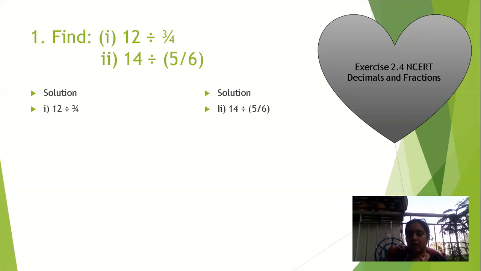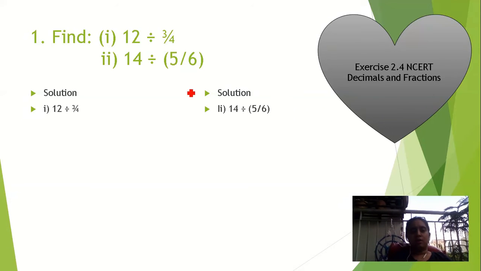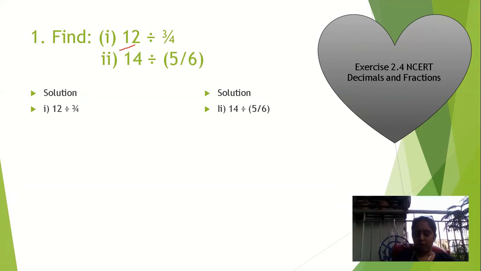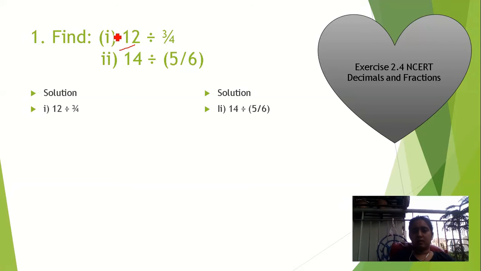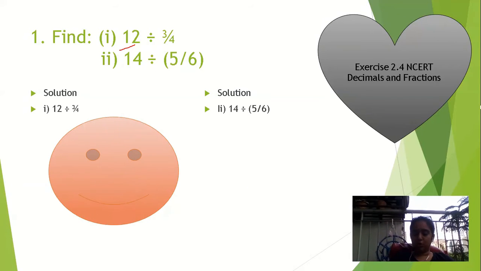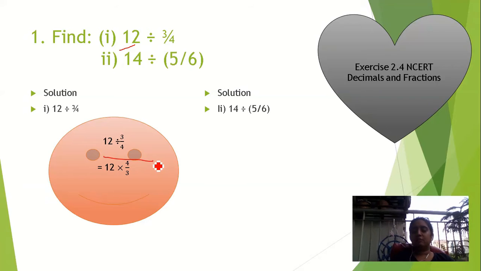So let's start this video. In this question we have to divide 12 divided by 3 upon 4. So how will we do this? There are two parts in this question. First we will do the first part, that is we have to divide 12 divided by 3 upon 4, and the best way is to change this divide into a multiply. Change this divide into a multiply in the next step.